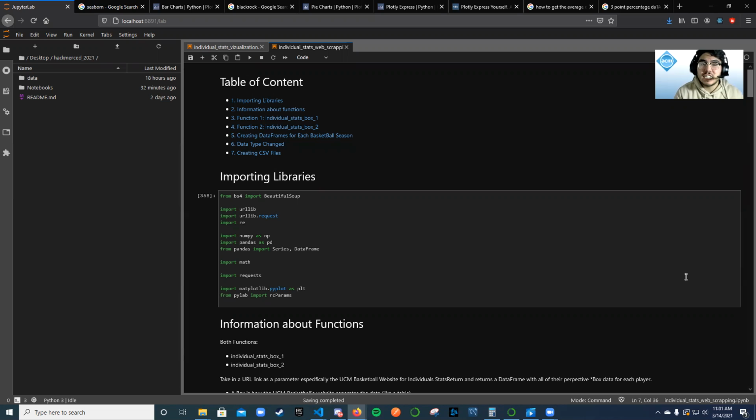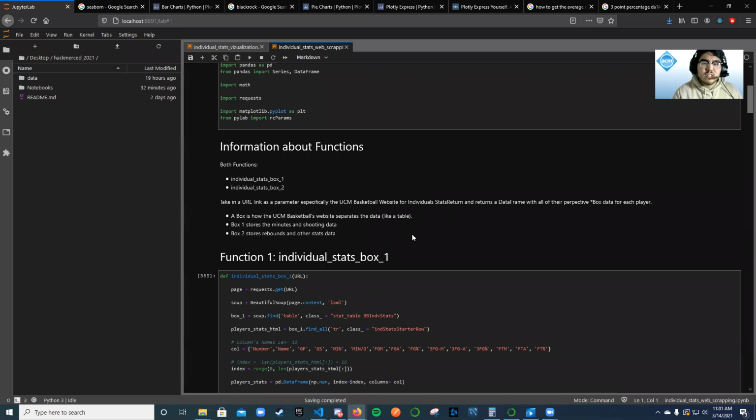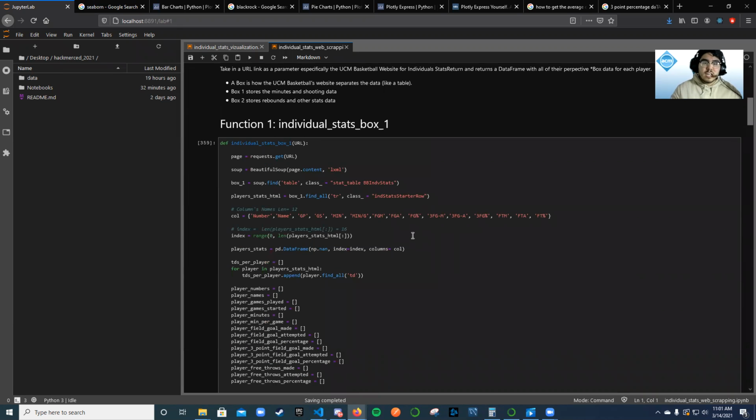I did a data analysis of the UC Merced basketball team's statistics. So here it is. First, I web scraped data from the UC Merced basketball website. As you can see, I have a table of content right here. I imported some libraries, and I have some information about my functions right here. My first function is actually the web scraping part, right?